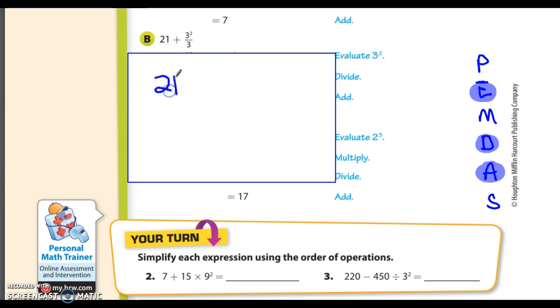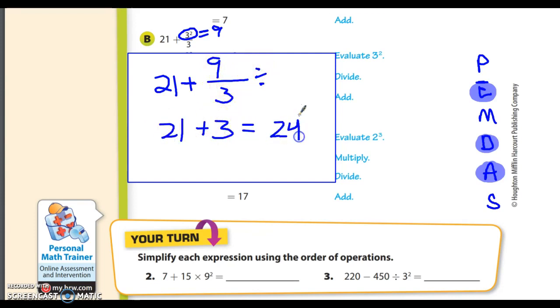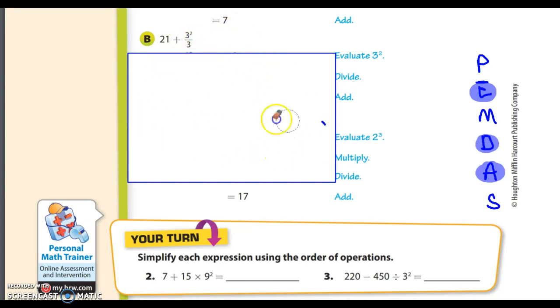So what do I do? Well, I do 21 plus, I'm going to do that last. I've got 3 squared over 3. Do I divide or do I do the exponent? I do the exponent first. 3 squared means 3 times 3, so I'm actually just going to rewrite this as 9. This 3 squared right here equals 9. So I'm going to rewrite that as 9 over 3. 9 over 3 means division. So it's 9 divided by 3. It's 3. Plus 21 is 24. The answer is 24. Let's erase and make sure that that's what the book says it is.